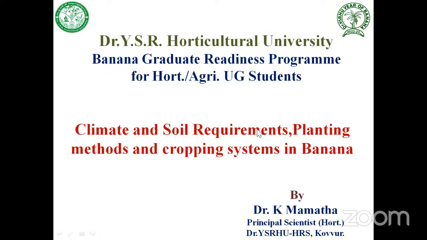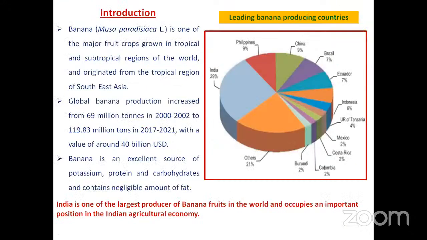Now coming to the topic, climate, soil requirements, planting methods and cropping systems in banana. Banana, we all know, is one of the important fruit crops grown in tropical and subtropical regions of the world, which originated from Southeast Asia. Global bananas and plantains are important staple food crops for millions of people in developing countries. So it is grown in more than 130 countries across the world.